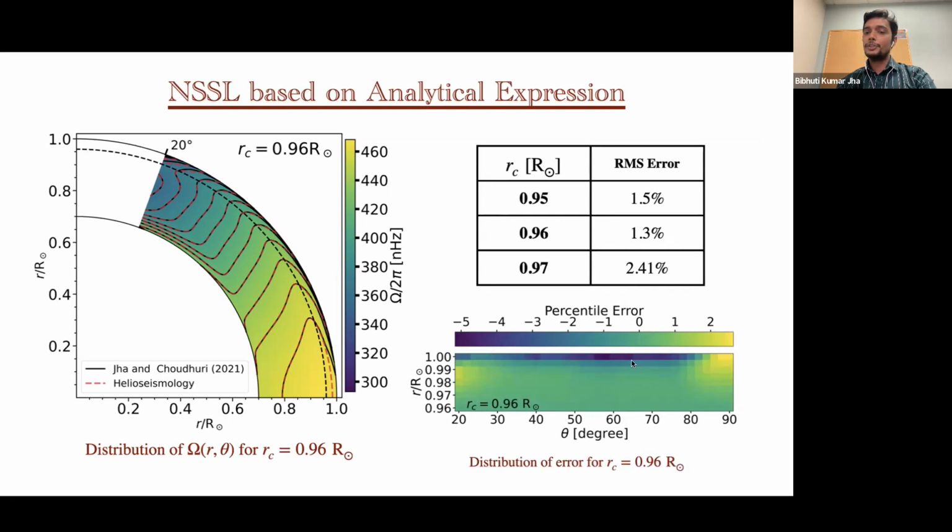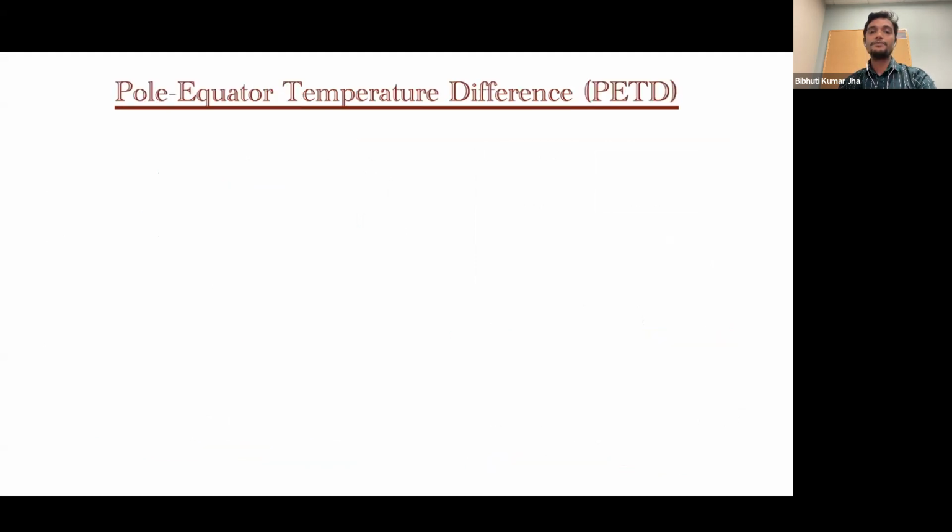But as you go near the surface, you see the error is large. The possible reason is that the thermal wind balance equation breaks down as we go very close to the surface, and the dissipation term plays a very important role there and cannot be ignored. That is the region where we see this difference.